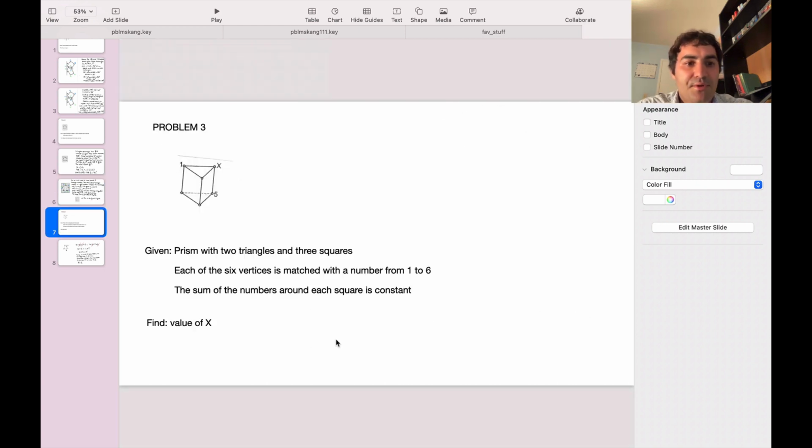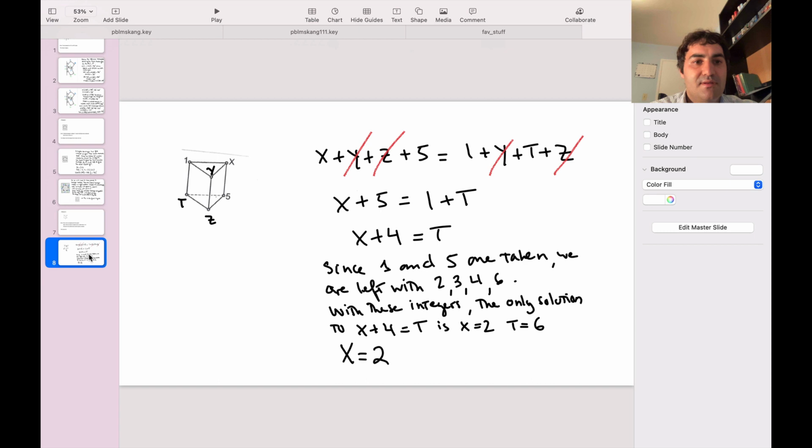Okay, so problem 3, we're given a prism with 2 triangles and 3 squares. Each of the 6 vertices is matched with a number from 1 to 6. The sum of the numbers around each square is constant. Find the value of x. So this was also a pretty fun problem to solve.